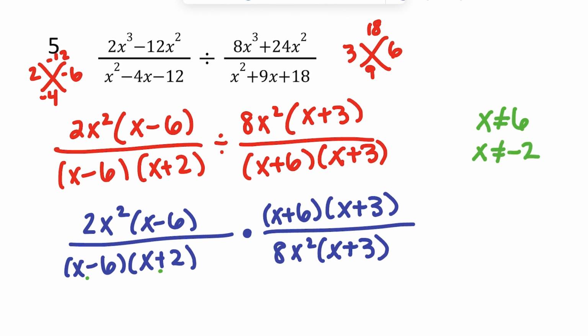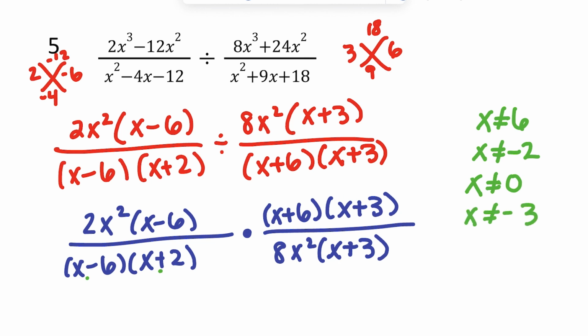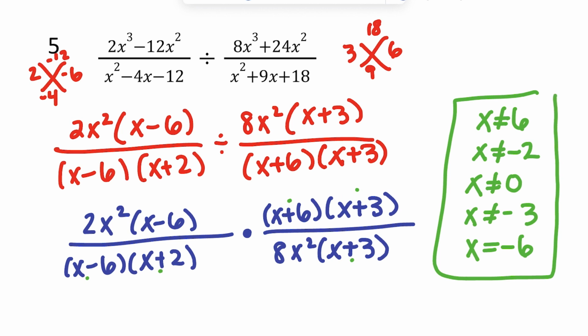8x squared, even though there's an 8x squared, we set it equal to 0. We solve, we divide, x squared equals 0. That means x equals 0. Okay, so x cannot equal 0 for the 8x squared. And then x plus 3, x cannot equal -3. And finally, we got the x plus 3 down here and up here. We don't have to do it twice. We have that x plus 6, though, so x cannot equal -6. Here are all the many excluded values for this problem.